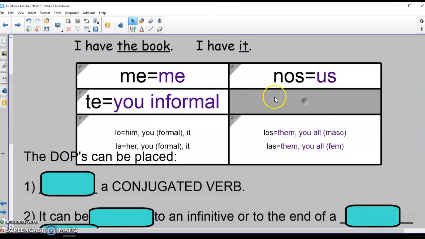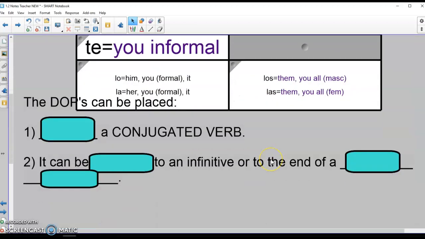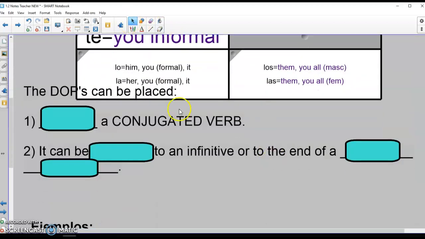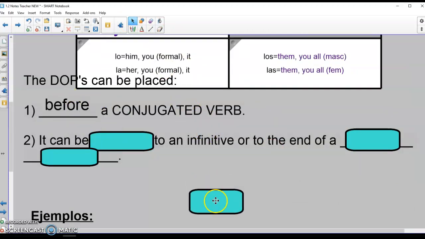Okay, so when I want to use these, where are they going to go in the sentence? So you do have some options. They can either go before a conjugated verb, and this is what we're going to be practicing mostly in class and on your test. So putting them before a conjugated verb is really what I want you to be able to do.